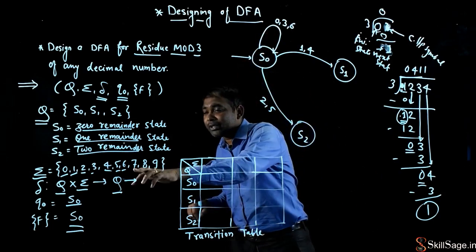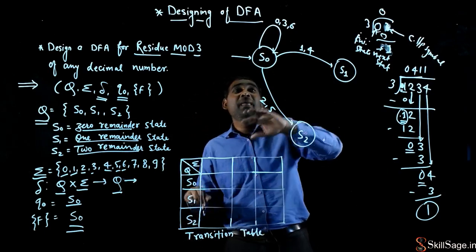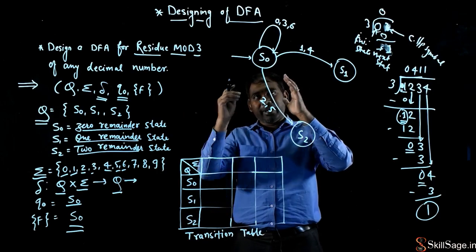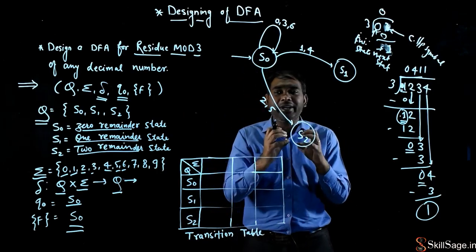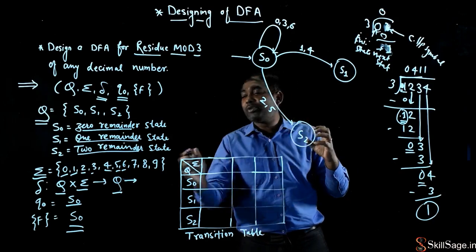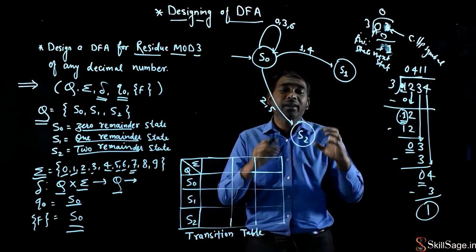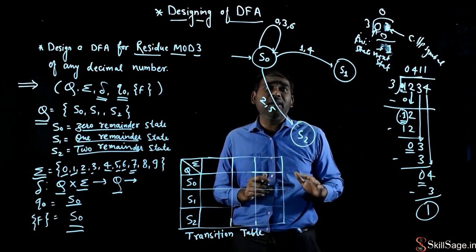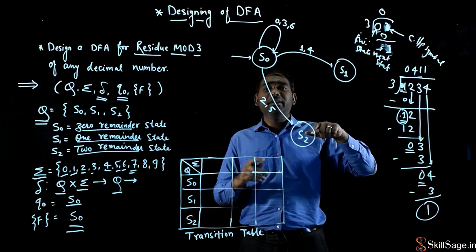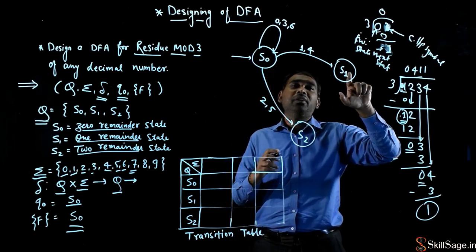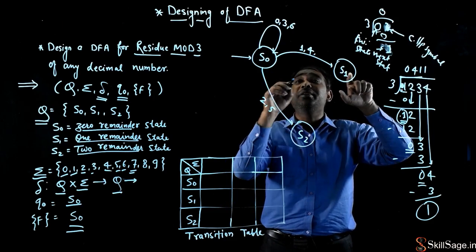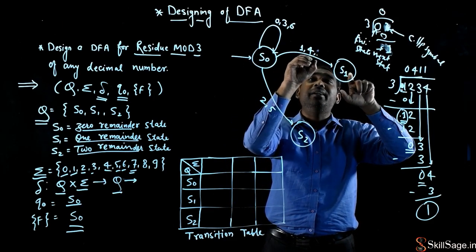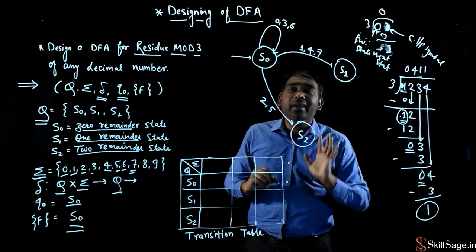What about the next transition? Next input symbol is 7. I am still at S0, right? My current state is 0 remainder. The number formed is 0, 7. If I divide this 0, 7 by 3, what am I going to get as remainder? 7 divided by 3, remainder is 1. That means the 1 remainder state. If I take a transition on 7 from S0, my next state will be the 1 remainder state. So I will go to S1 here.